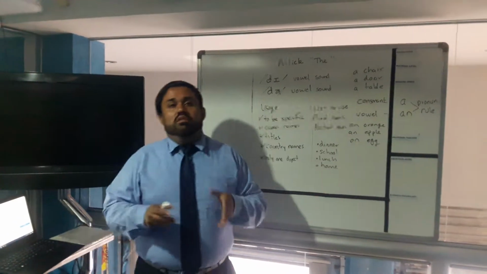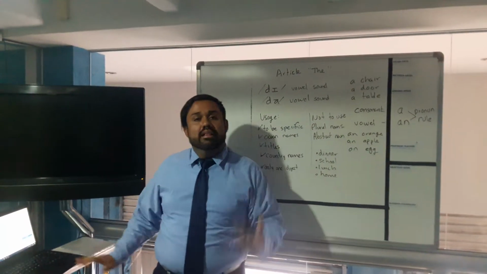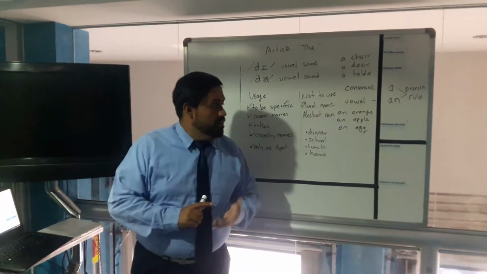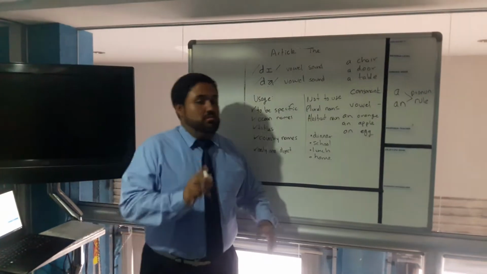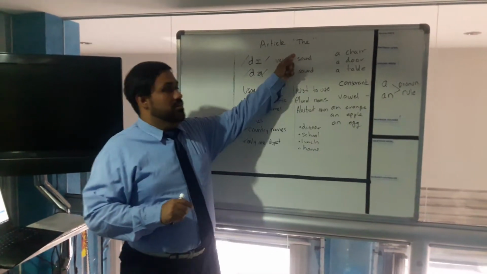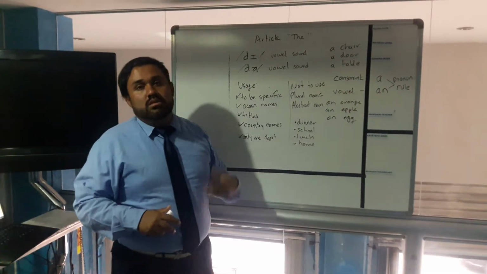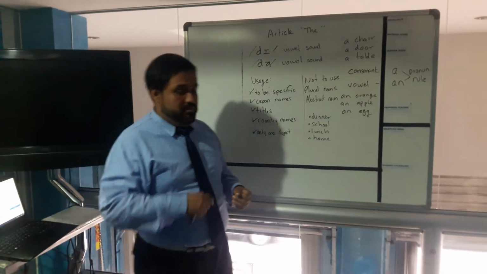So if you check your manual, you can see this information and an activity to do. So check it out. Articles, we have only three: a, an, and the. Here it depends on pronunciation, the or thee. Okay. So this is the first part.